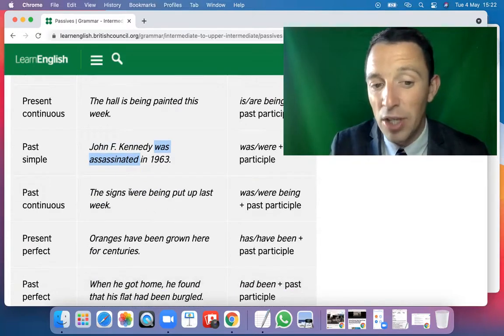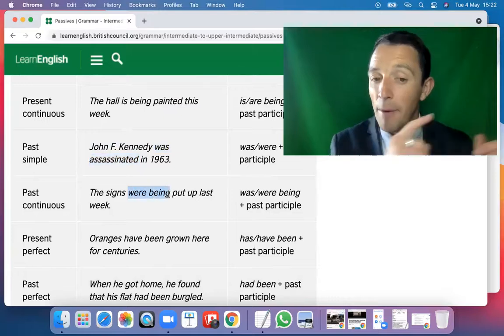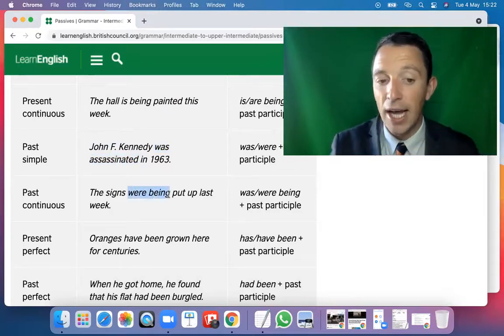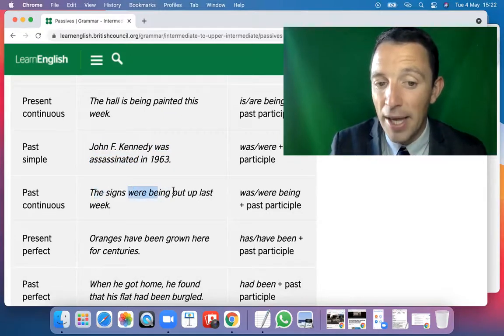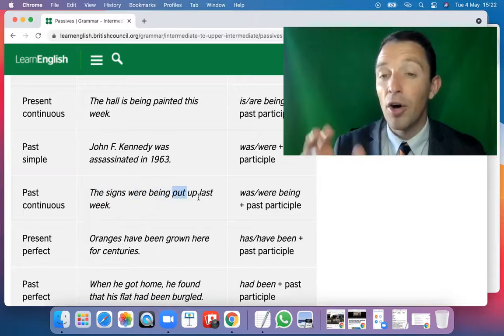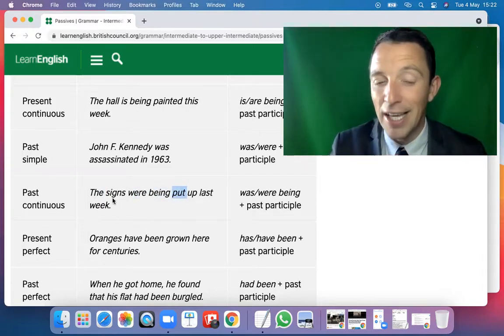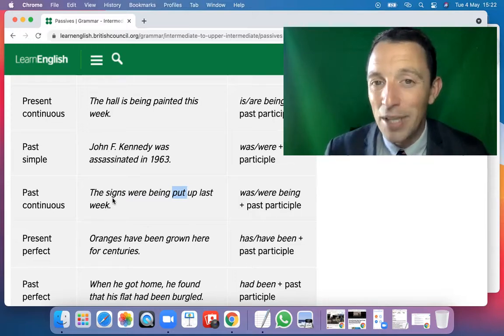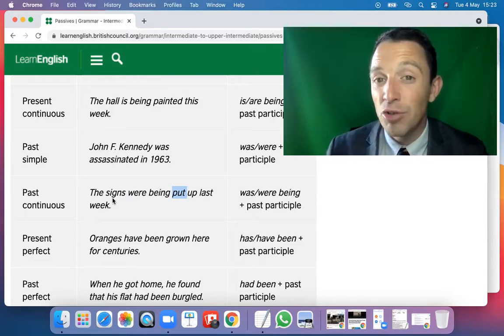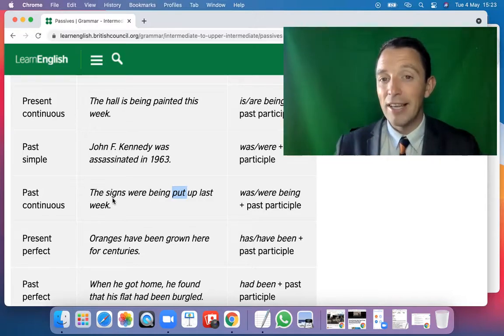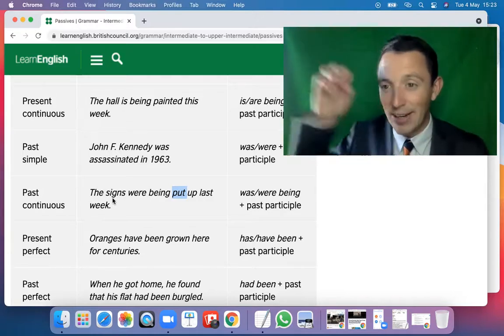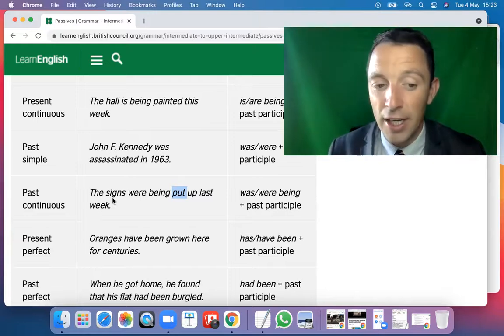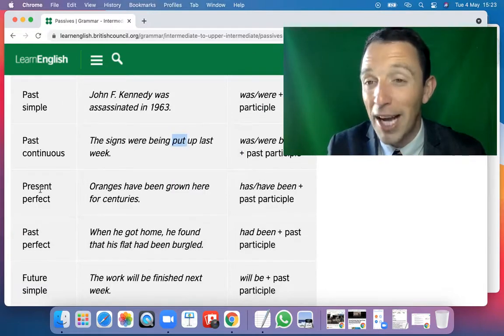The past continuous: the verb to be, were being, because it's plural. So the signs were being put up last week, where put is the participle and up is the preposition, and that's a really good structure of the passive in the past continuous. Very impressive. And in exams, this type of structure is very good quality and very impressive. So I recommend that you try to recognize it and try to use it frequently.